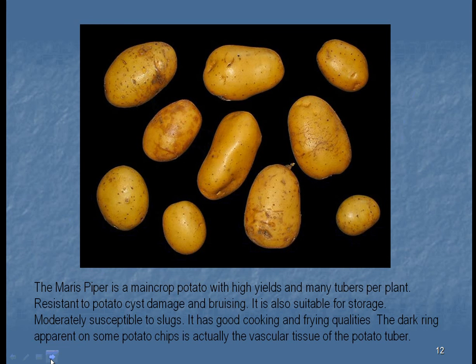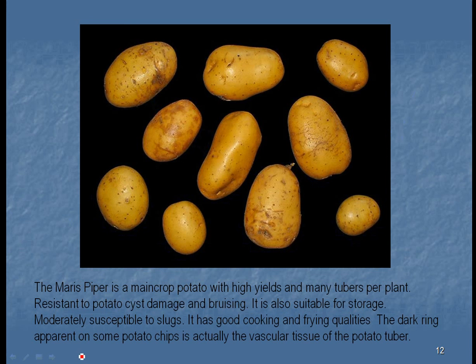Here's another type of potato, the Maris Piper potato. Again, this is resistant to other organisms that are out there. The potato cyst is one of them. When you're harvesting potatoes, you have to remember they're usually done by machines nowadays because it's just too expensive to do them by hand. The machines can bruise some of the potatoes, and because of this, you have to develop varieties with thicker skins. The Maris Piper was one such thing.